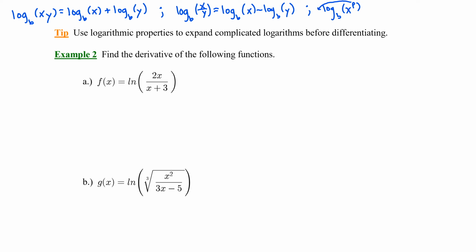Well, log properties tell us we can move that power down in front as a coefficient, and that's equivalent to having a power on the argument. Those are the three basic expanding and condensing properties that you'll need to know.